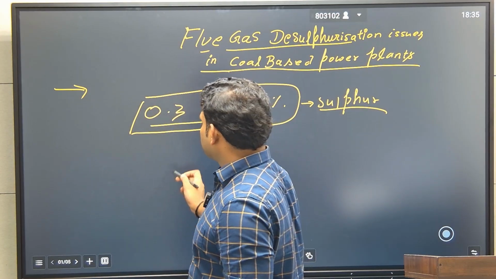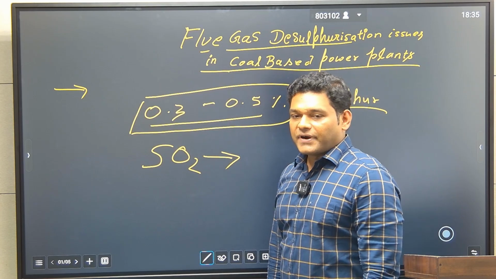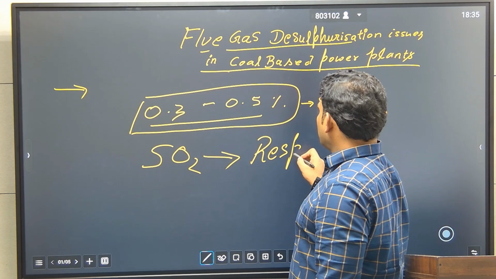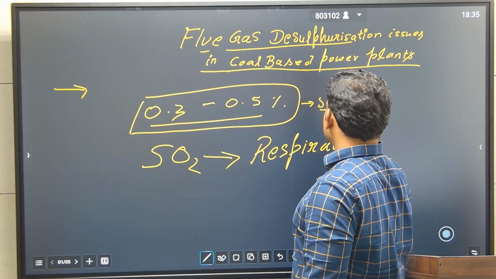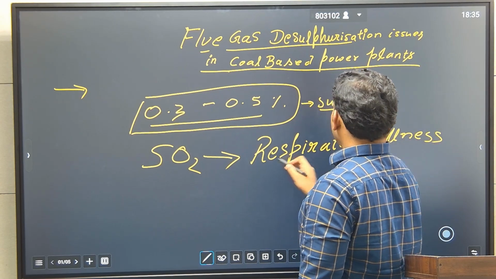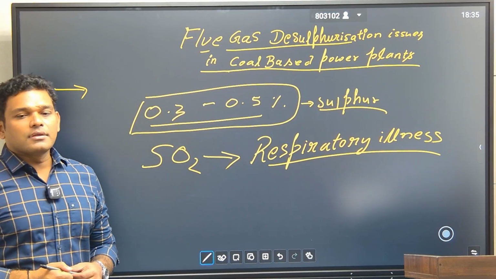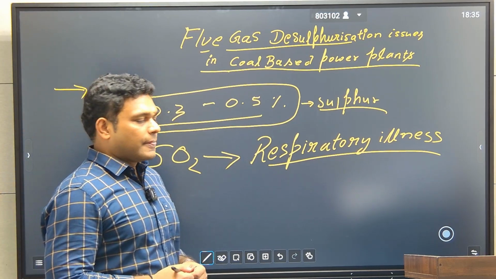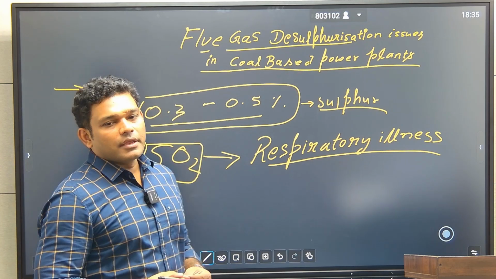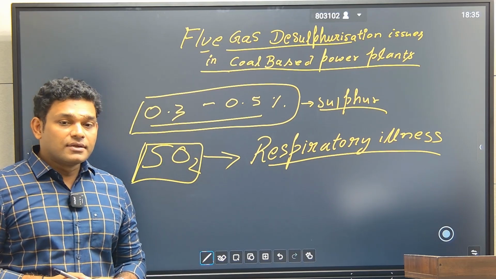Why is it an issue? Let's dig deep. Sulfur dioxide is a public health concern. Why? Because it is responsible for respiratory illness in human beings, and also other living animals. It induces asthma, bronchitis, and other cardiovascular and pulmonary diseases.